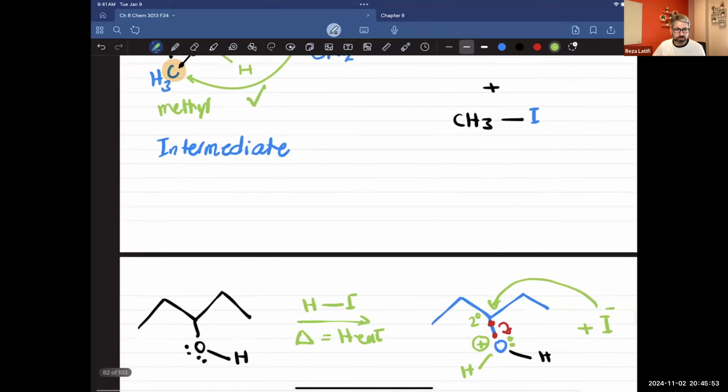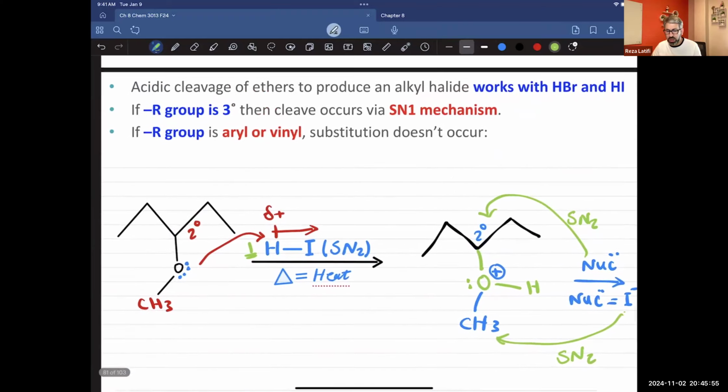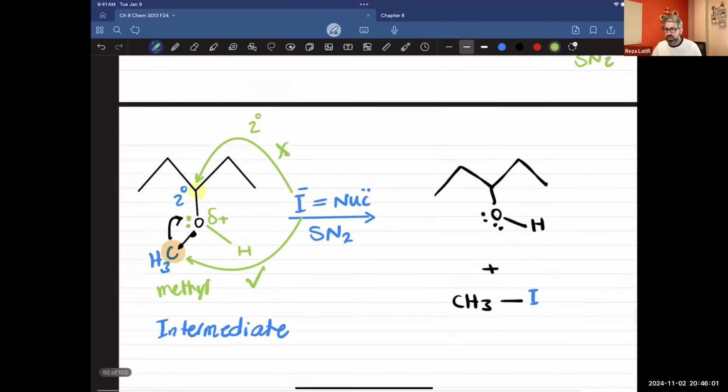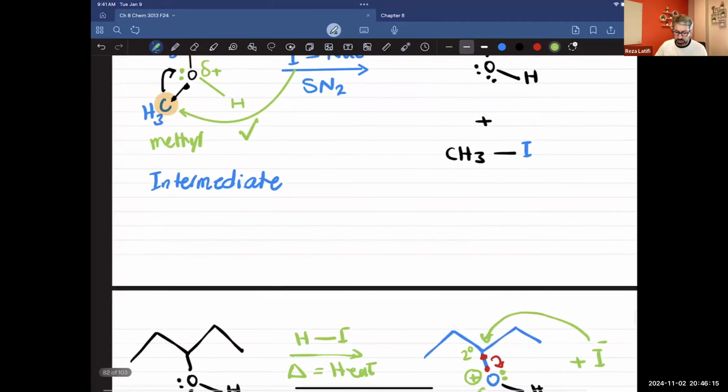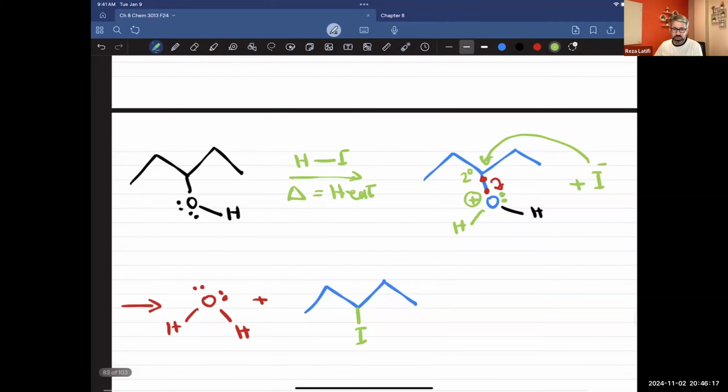And again, if I go back, if they give us only 1 mole of HI plus ether, we get alkyl halide. The halide will be sitting on the carbon with fewer substituents, and the alcohol will be sitting on the carbon with more substituents. Now, if you add the second mole of the acid, it will go after the alcohol and turn it into alkyl halide plus water.